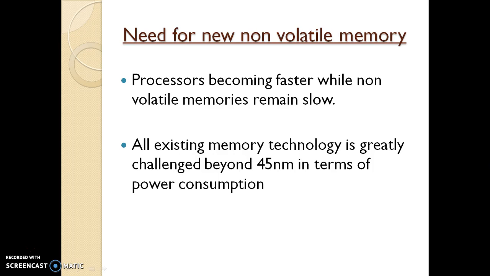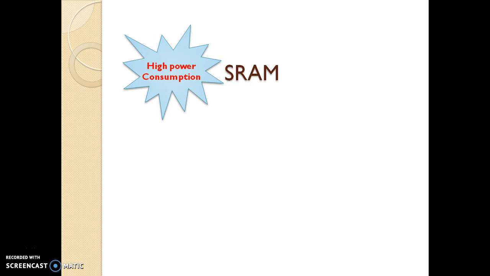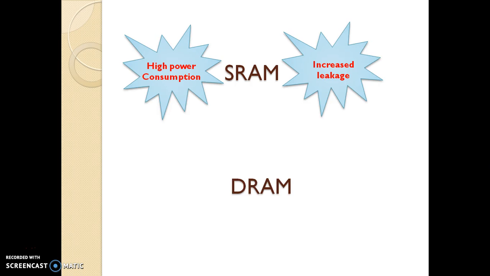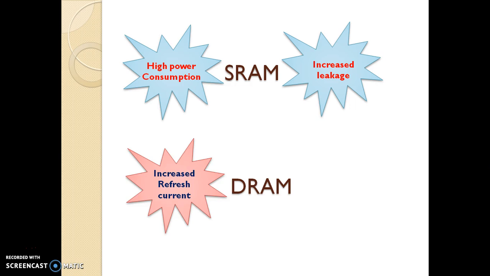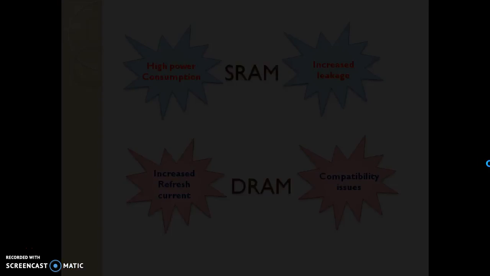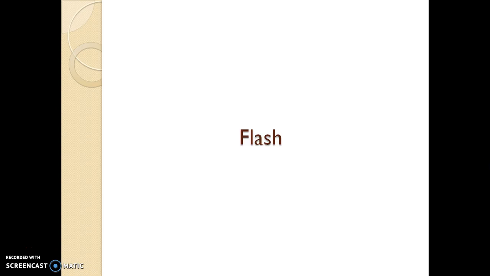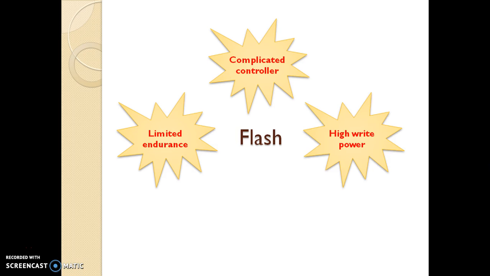Also, as we scale down beyond 45 nanometers, there are several problems associated with the existing non-volatile memories. SRAM faces issues like high power consumption and increased leakage. DRAM requires high refresh current and faces compatibility issues. Flash faces issues like increase in write power requirement, reduced performance, limited endurance, and increased complexity of the controller. Thus, arises a need for newer methods of data storage, more so when we consider scalability.